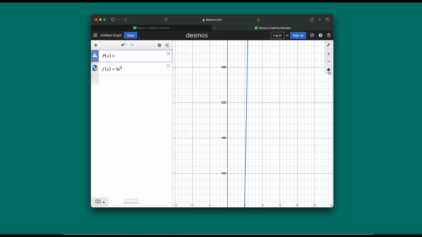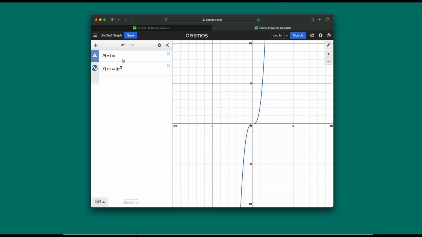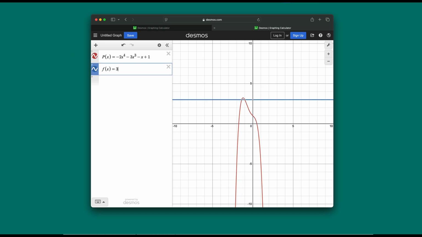Let me just zoom back home here. Say minus 2x to the fourth, x to the fourth minus 3x cubed minus x plus, I don't know, 1 or something. Okay, so then this polynomial would behave like negative 2x to the fourth, because that's the leading term. Oops, I put 3 there, 4. And you can see they're both shooting down.